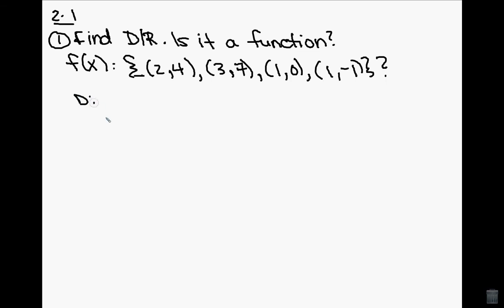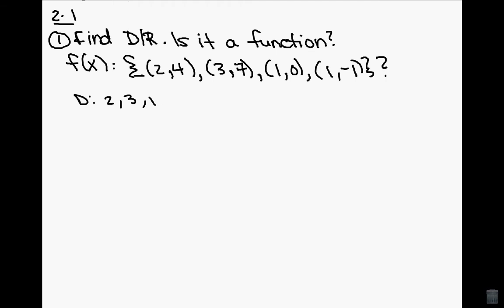Do you remember what domain is? Domain is the x values. So we're going to list our x values. Normally your book lists them in order. You don't have to do that, and you do need to make sure you don't repeat any. So if any of these repeat, just write it once. So the domain again is the x values. I'm just going to write them in the order that we see them. 2, 3, 1, and again, don't write the 1 twice. So 2, 3, and 1.